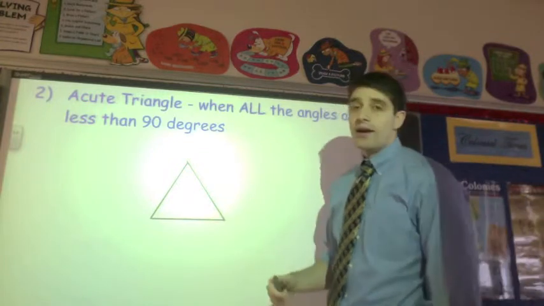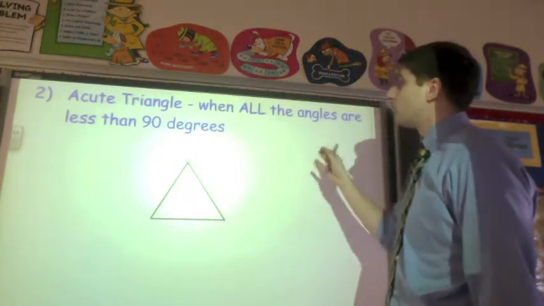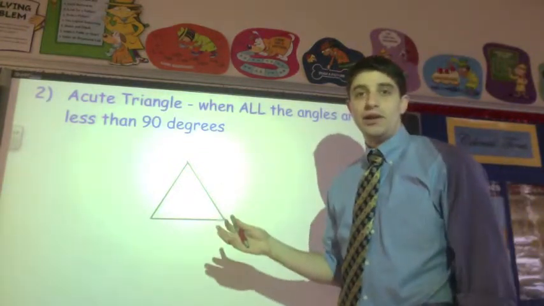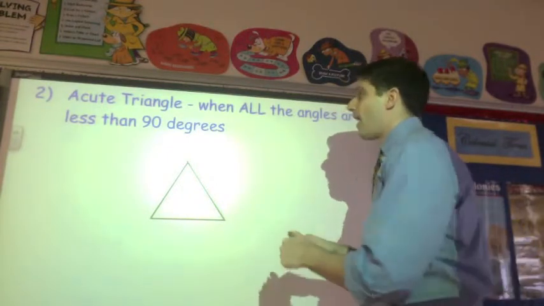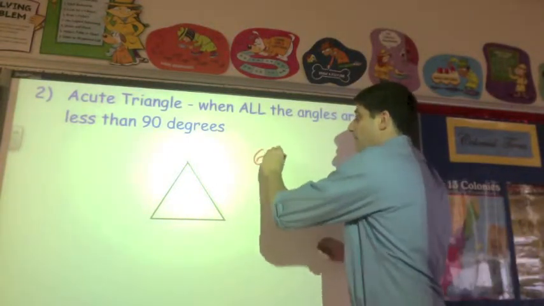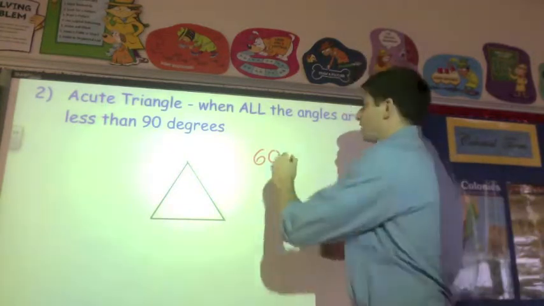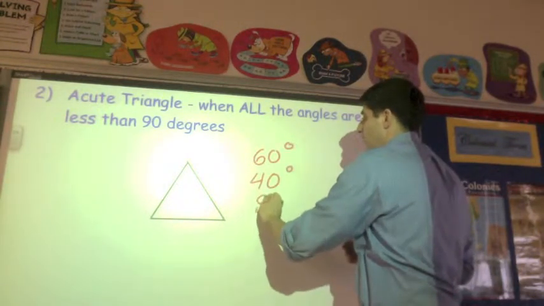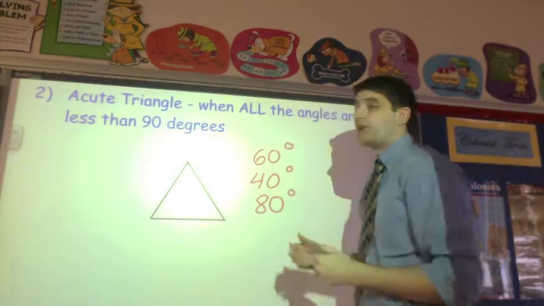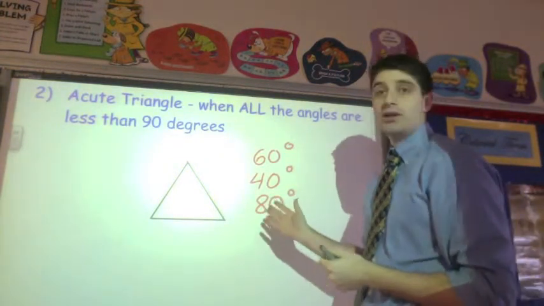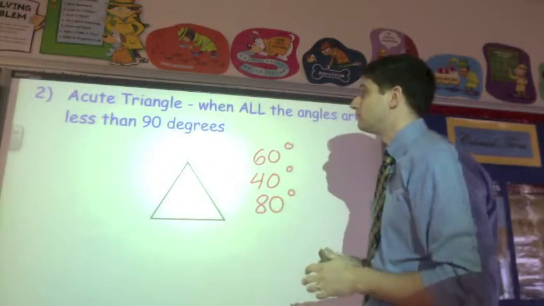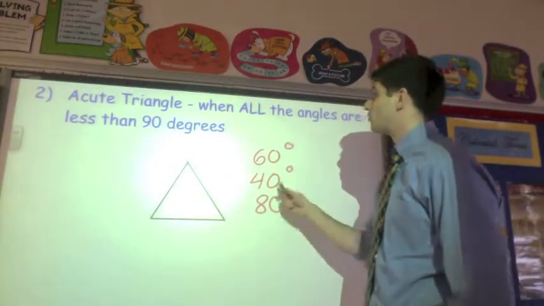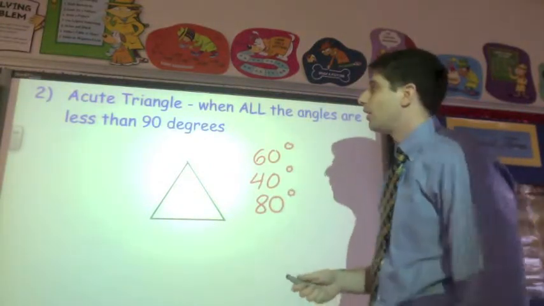Also, an acute triangle, and that's where all the angles are less than 90 degrees. So, if we had measurements again, I'm making nice even round numbers for us. If we had 60 degrees and 40 degrees and 80 degrees, this would be classified as an acute triangle. All measures are less than 90 degrees.